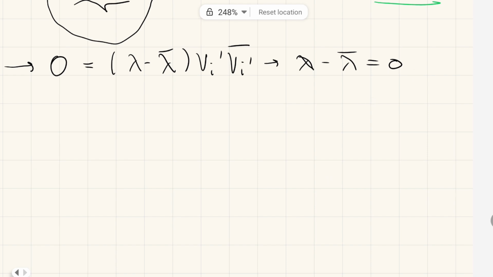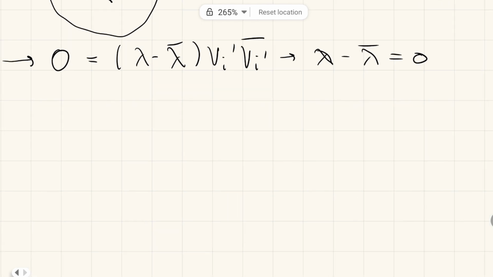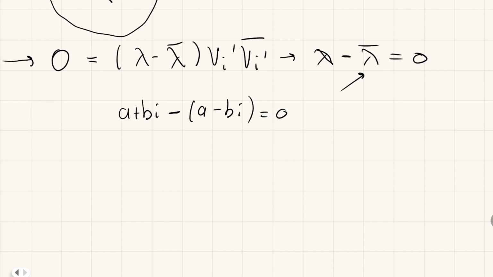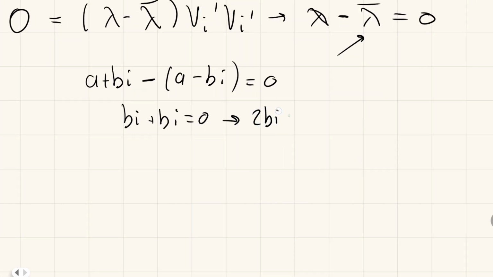So what do we want to show with this? Well, if lambda is a complex number, it can be represented as a plus bi, and then we are going to have minus the conjugate of this complex number, which is a minus bi. And we know that this equation tells us that it is equal to 0. So here we have a minus a, which is equal to 0, then bi plus bi is equal to 0. And that means that 2bi is equal to 0, making b equal to 0.